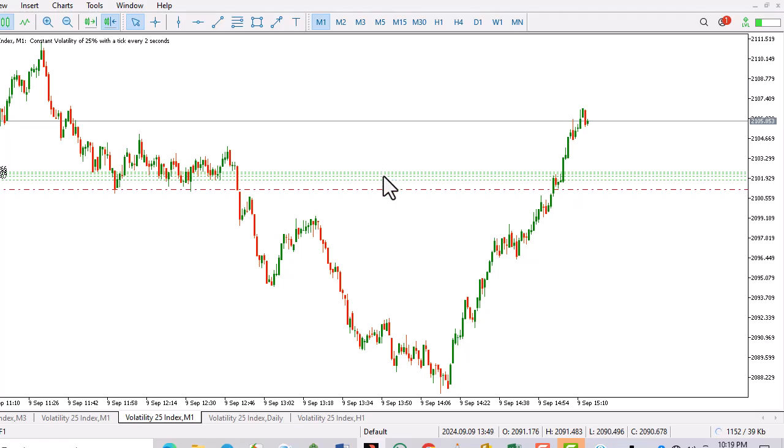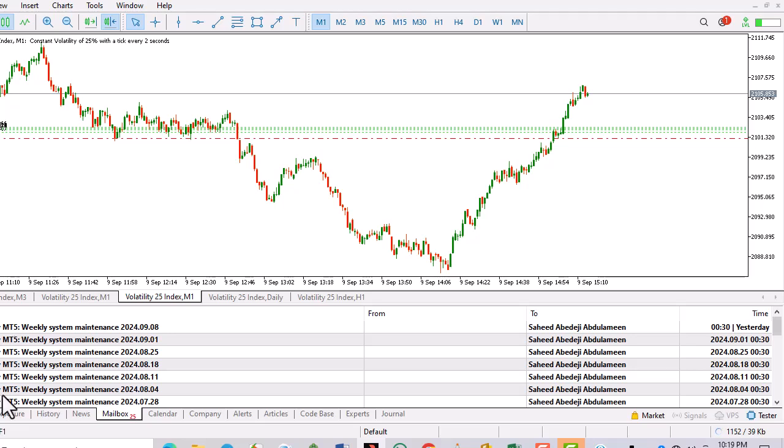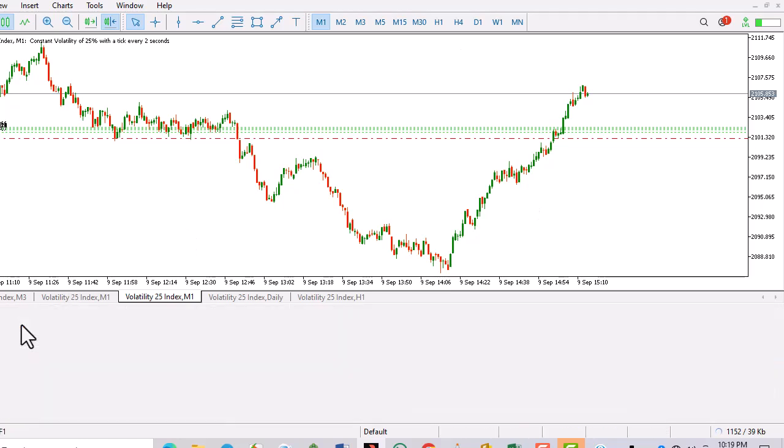Now, look at the time I'm actually trading. Let me just press Control T. If you look at my entry time, this was 15:02, which is exactly 4:02. That was my entry time. I have some other position there. So that is the time I'm trading now.